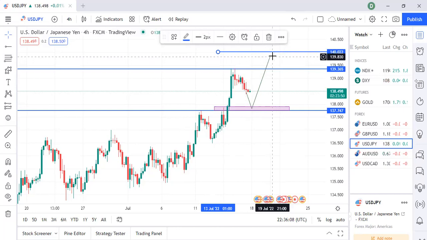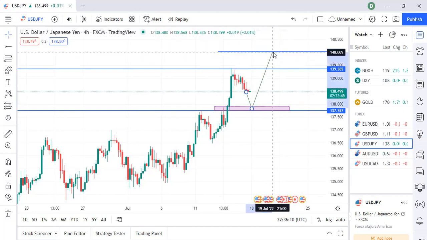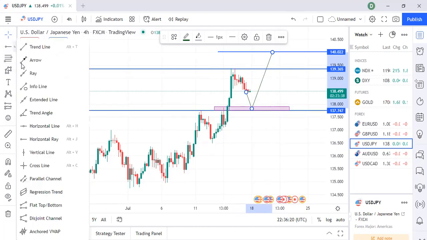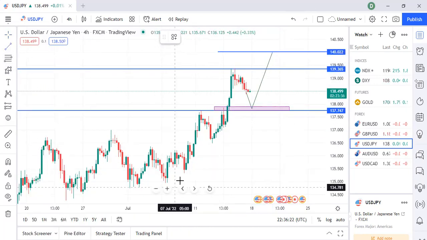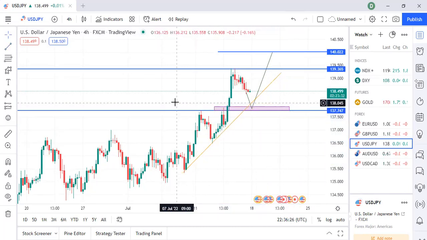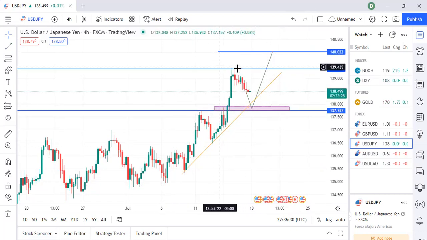All right, so that is my final take on USD JPY: a push down, and then we want to take this high out because we are still in an uptrend. I'm seeing us taking out this high once more.